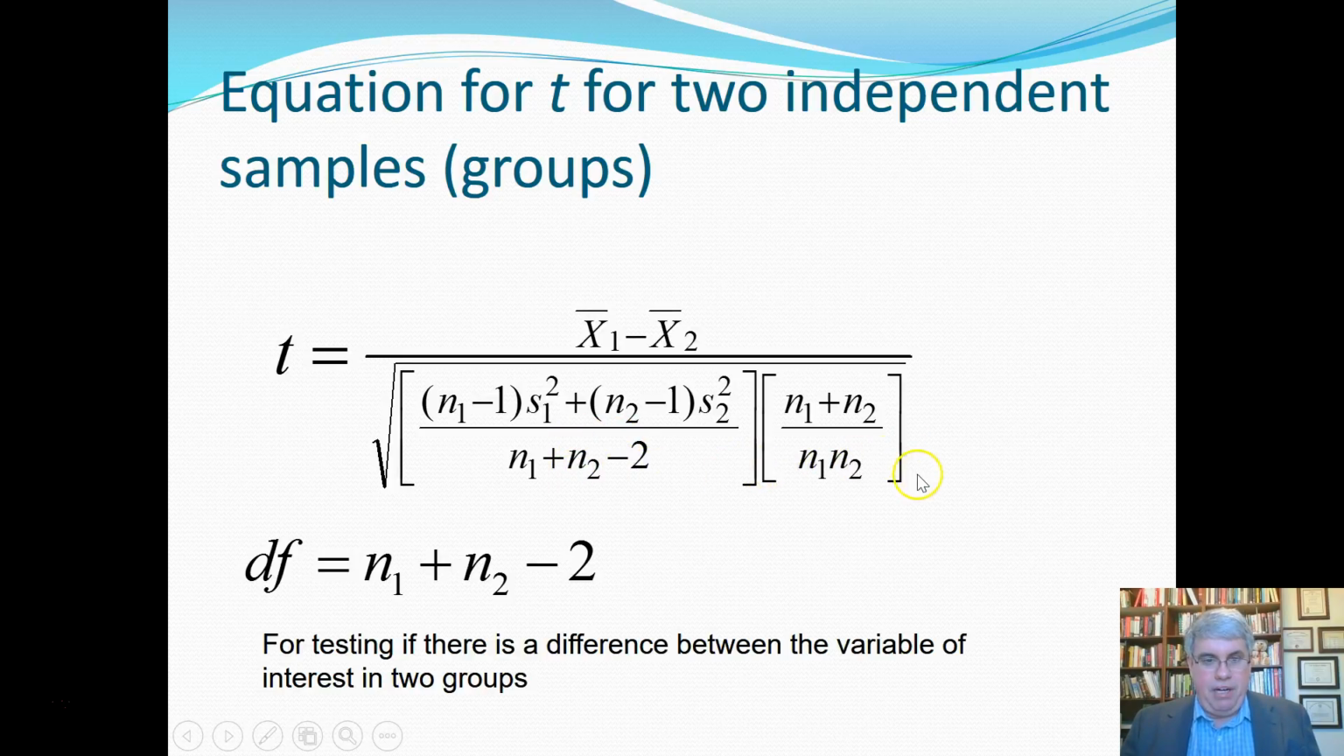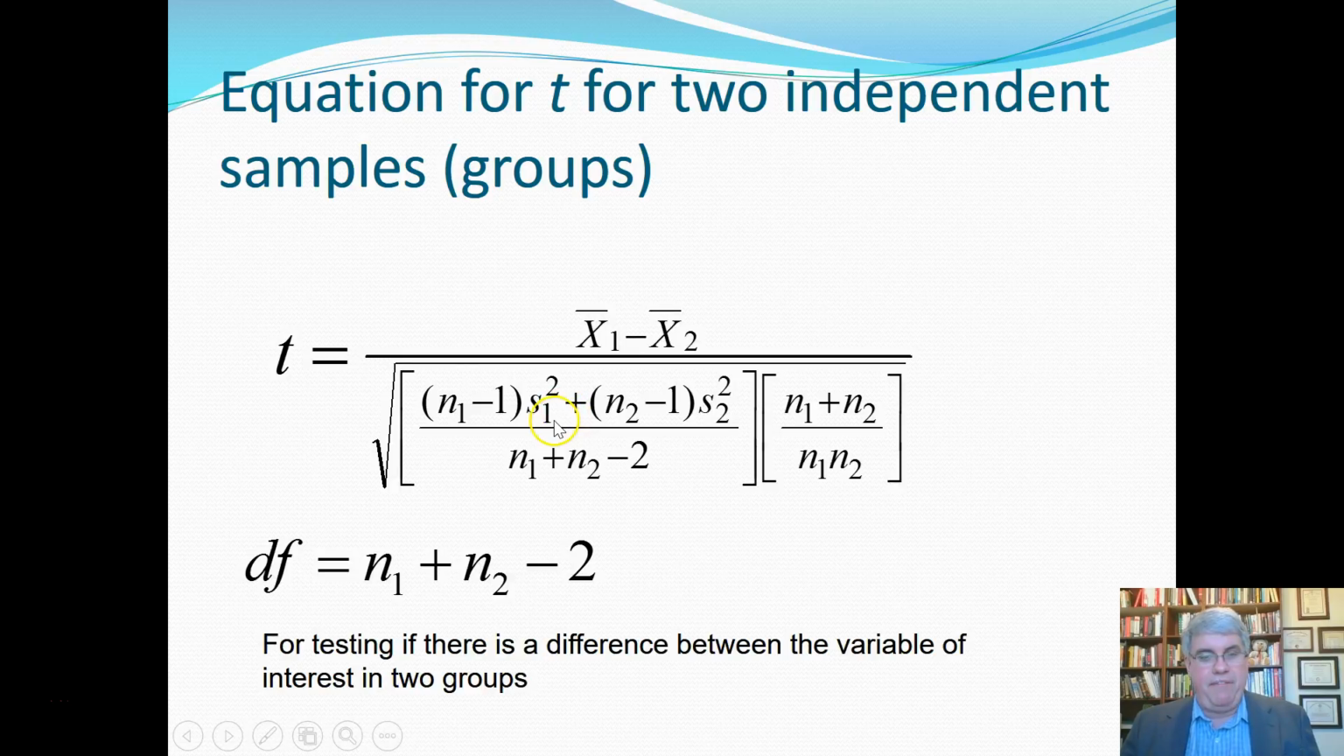This looks like a nightmare down below here, but what we have are S1 squared and S2 squared. So S1 is the standard deviation of the first sample, S2 is the standard deviation of the second sample, and squared is what we call the variance. And so what we want to do is weight this by the sample size, which is what all this N1 and N2 is, and then take into consideration down here in the denominator the degrees of freedom.